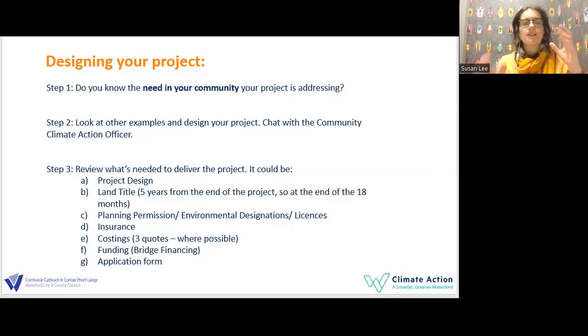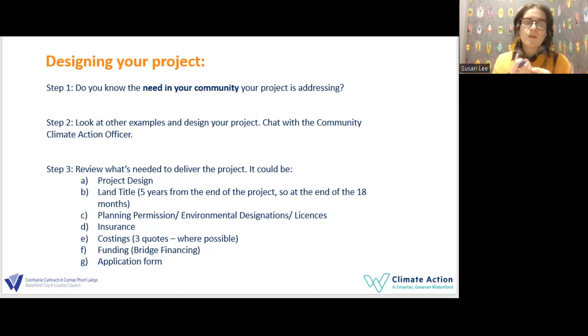So when you're designing your project, know the need your project is satisfying. So what part of your community's transition to being low carbon are you looking at? For example, a group might need to address the single-use plastic in their area. So they're doing a project under theme 4, shopping recycling.